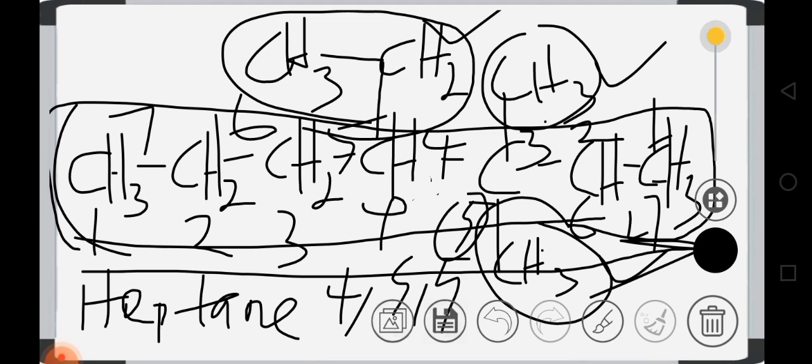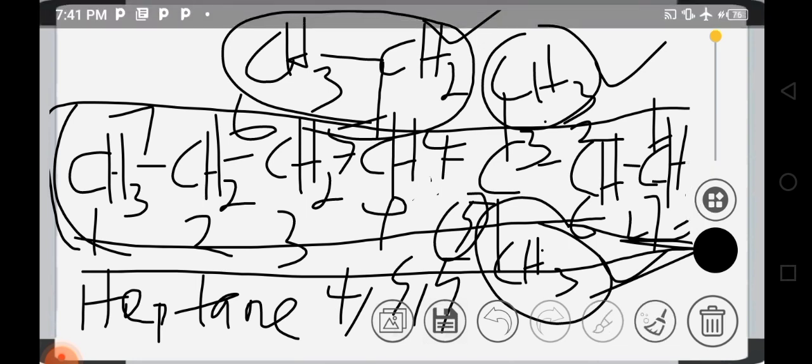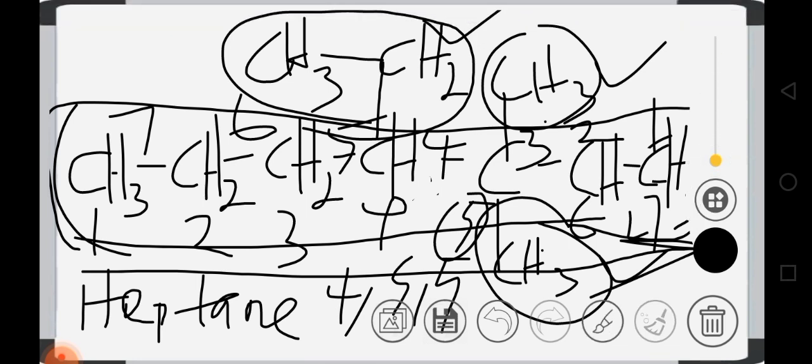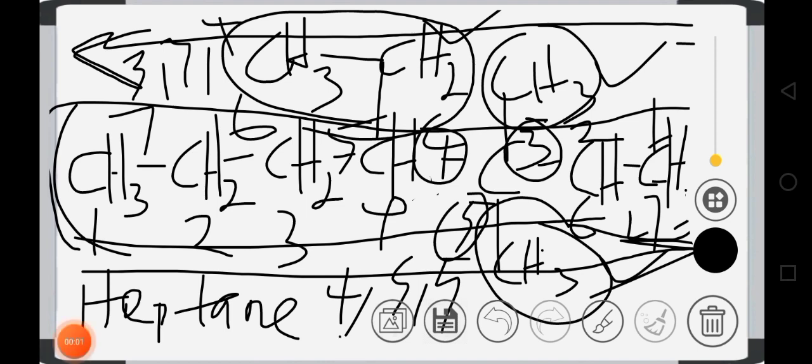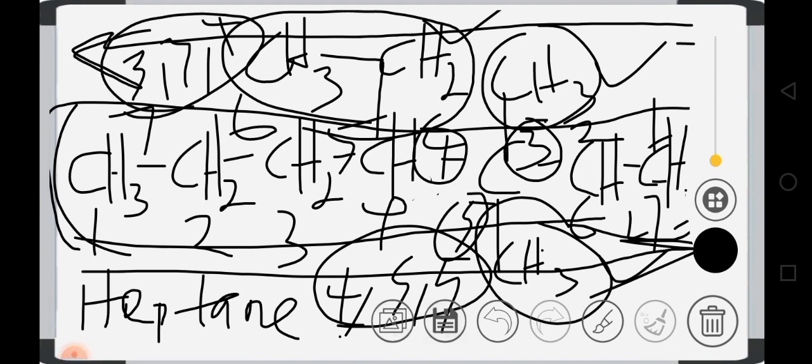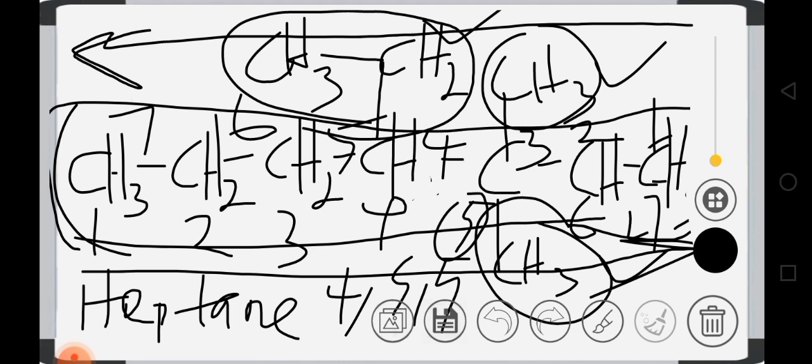Then if we pick this order, we want to name it from right to left. We're going to have this one in number 3. We have 3, 3 for the first two, and then number 4. Now let's check. 4, 5, 5 and 3, 3, 4. Which one is lower? This one is lower. So I'm going to go with that way.